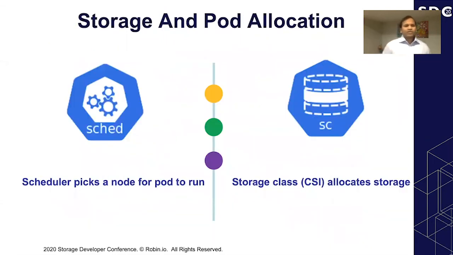So in Kubernetes, what happens? Let's see, there's a pod, and the pod uses the storage, which is a PVC. What happens is the scheduler picks a node for the pod to be run, and the allocation of storage is done by the storage class. That is how it happens in Kubernetes, right?